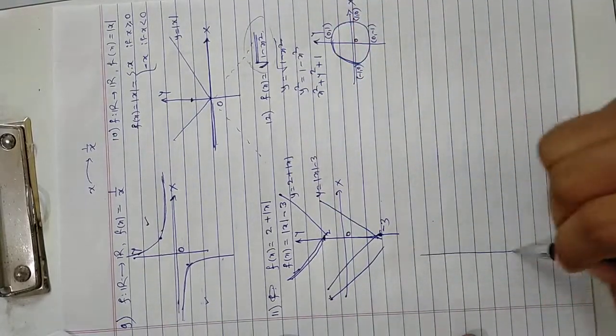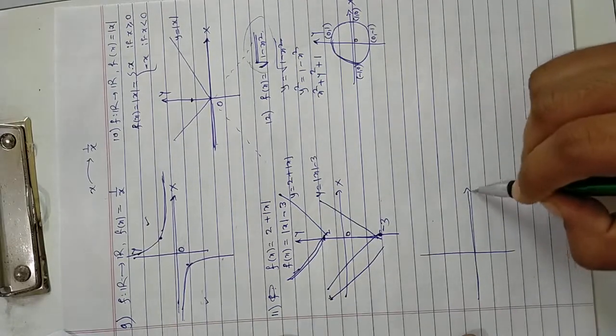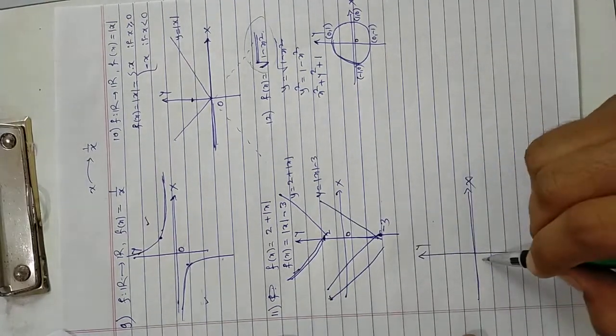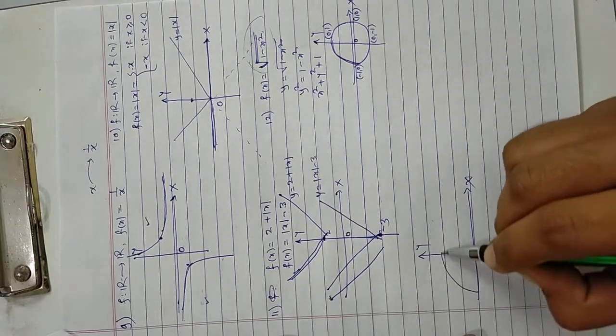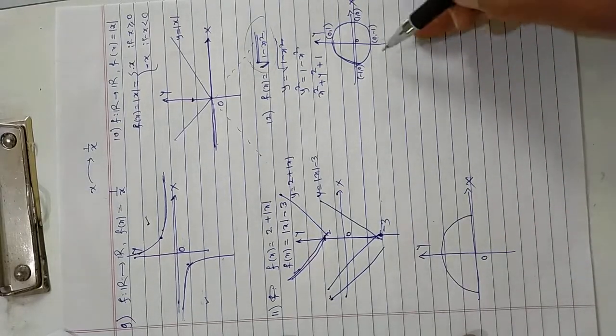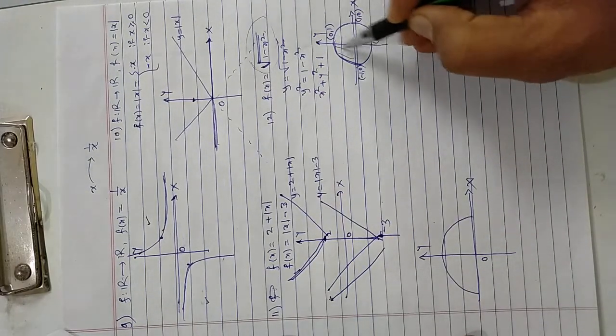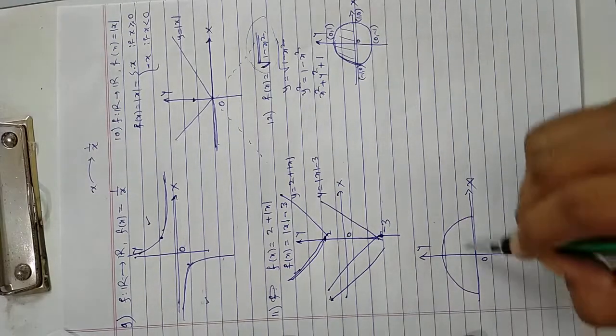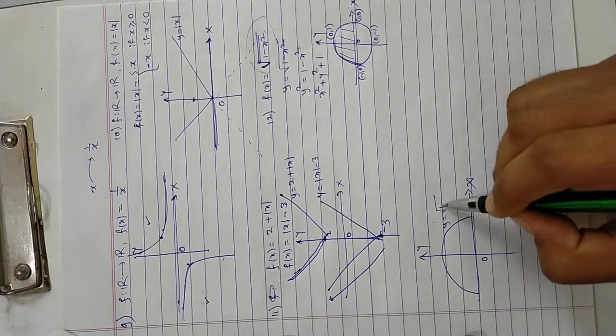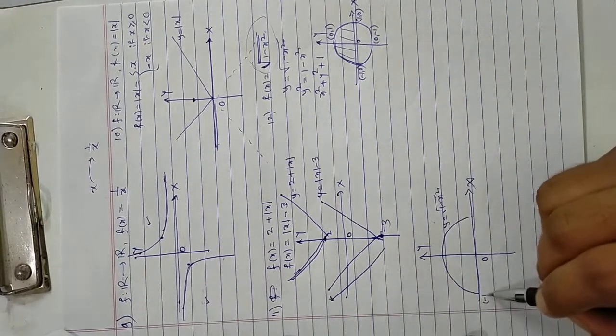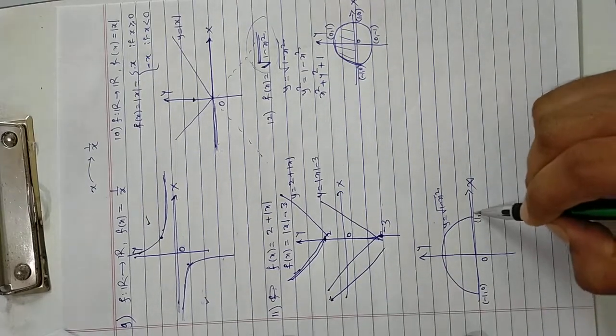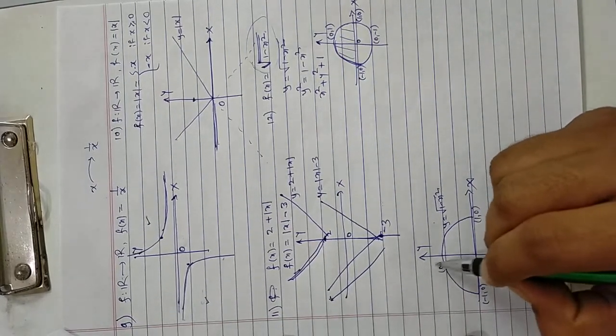So this is the x-axis, this is the y-axis, 0. So the graph for positive value of y is this part. So this is the graph of y equal to square root of 1 minus x square. This is minus 1 comma 0. This is 1 comma 0. This is 0 comma 1.